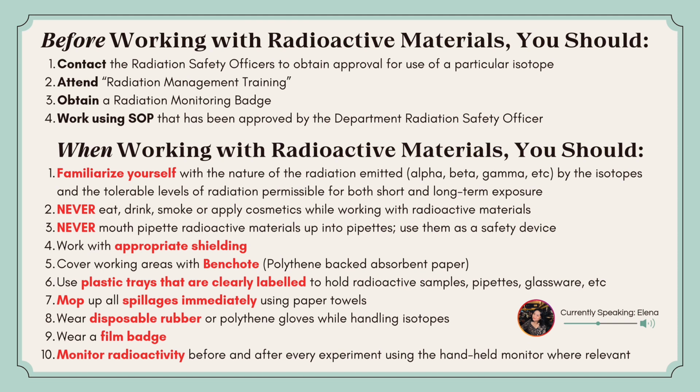Next, work with appropriate shielding and cover working areas with benchcote, which is a polythene-backed absorbent paper. Also, use plastic trays that are clearly labeled to hold radioactive samples, pipettes, glassware, etc. Moreover, you should mop up all spillages immediately using paper towels. Wearing disposable rubber or polythene gloves while handling isotopes is a must.